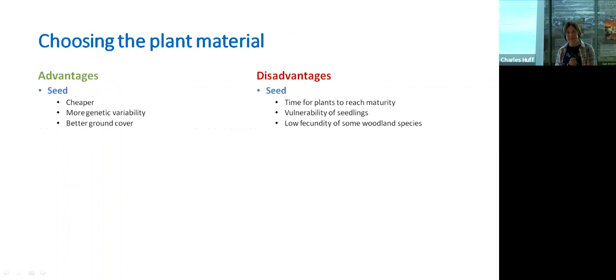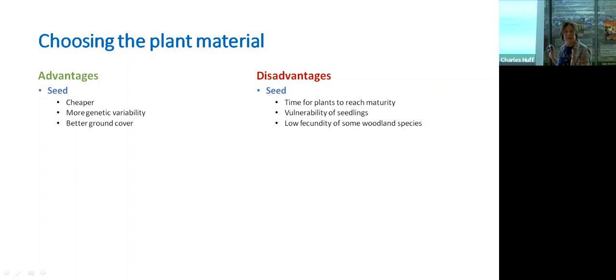Right, now then. How are you going to do it? What are you going to have? You're going to use plants, plugs, seed. The advantages of seed: it's cheaper, if you're buying it. But more importantly, probably, if you use seed, you're introducing a lot more genetic variability into your wood. And it means that there's a greater chance that there'll be at least one or two individuals which are ideally suited to that site, and then they'll flourish, reproduce and spread their seed. So that's quite an important thing.